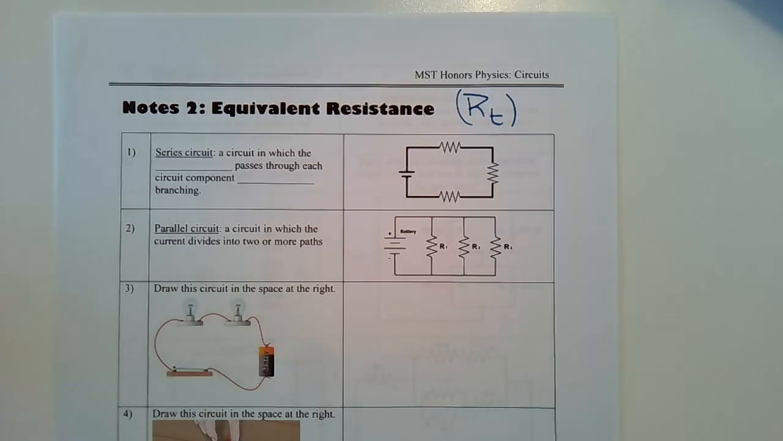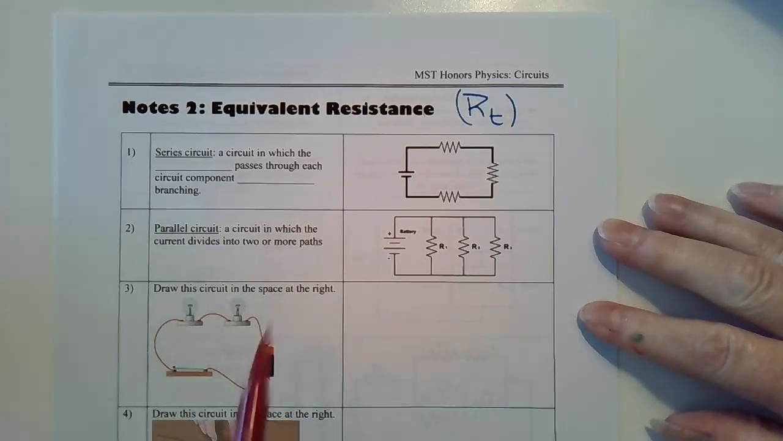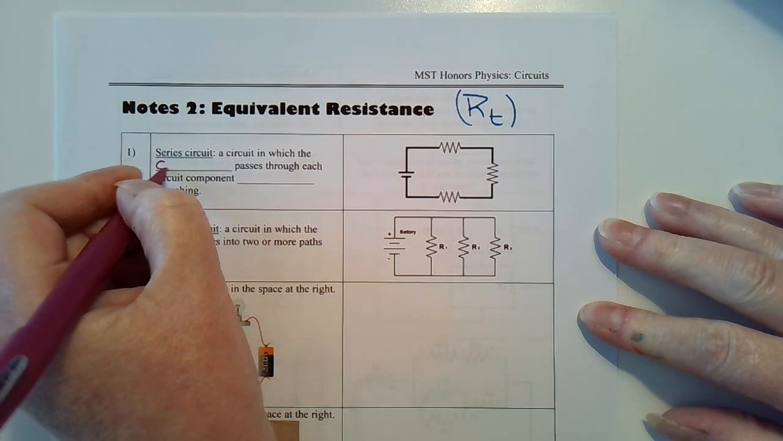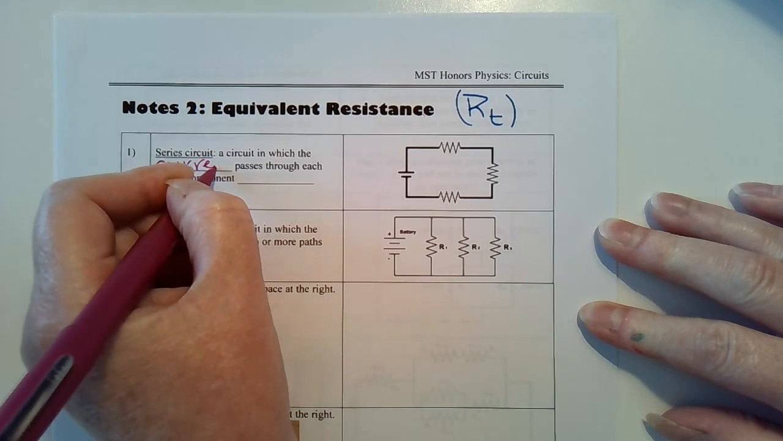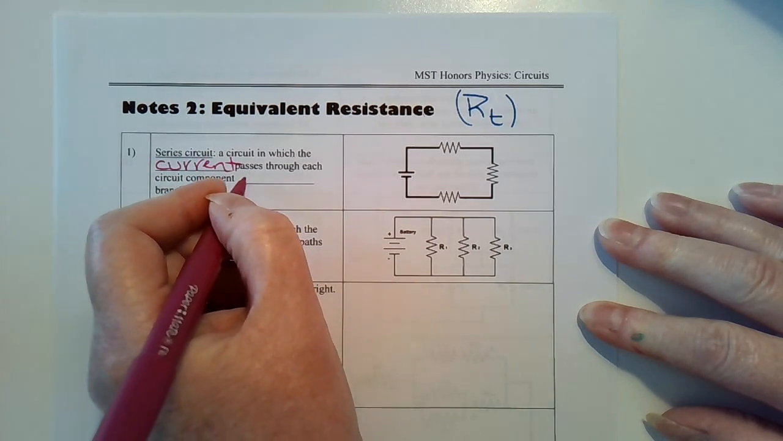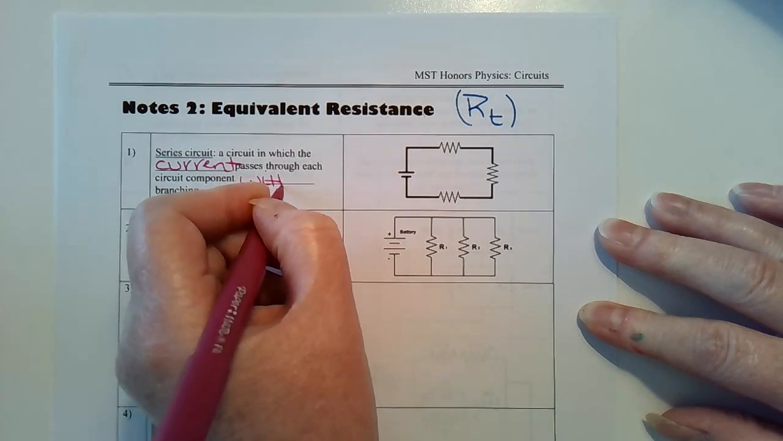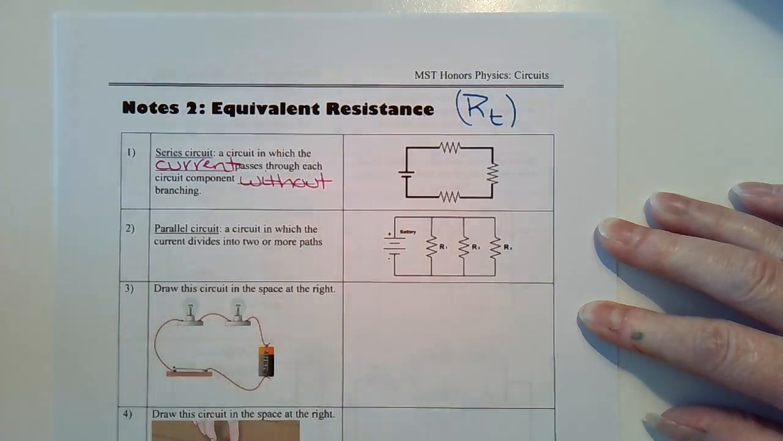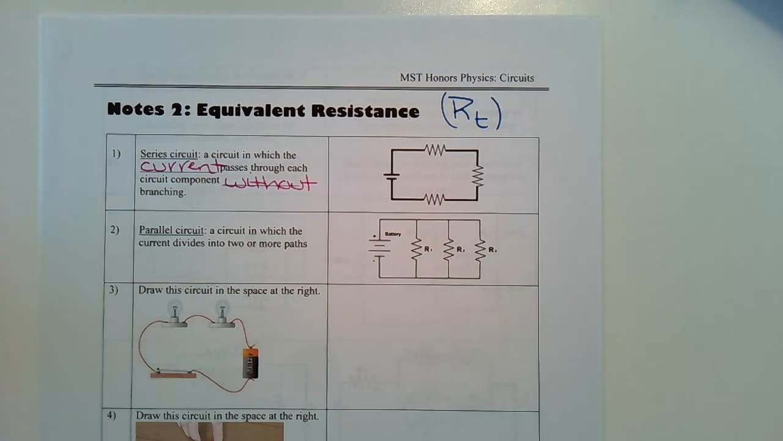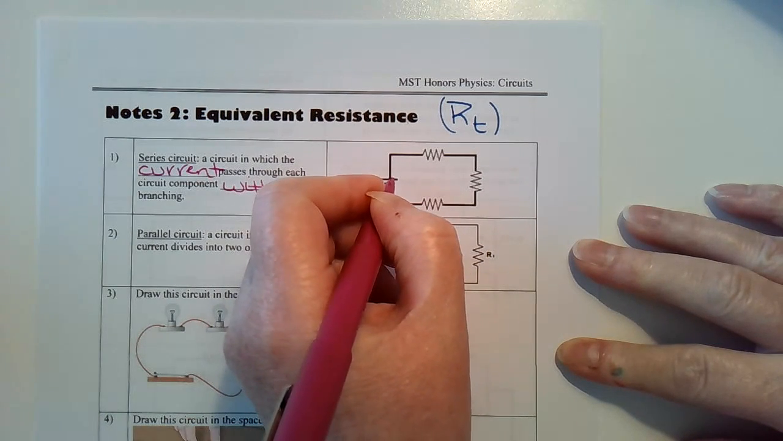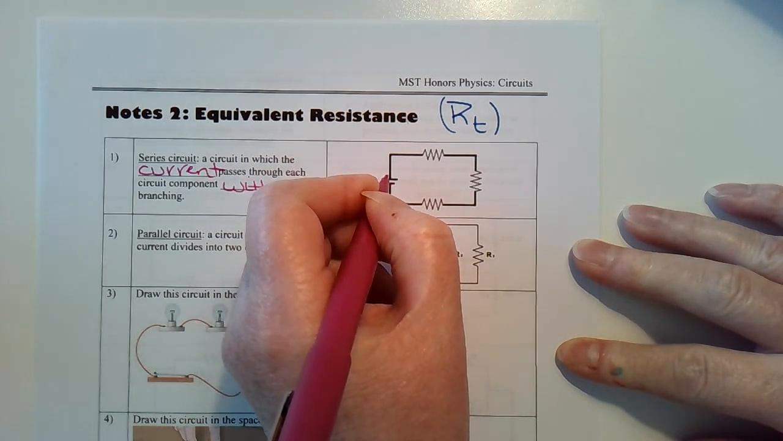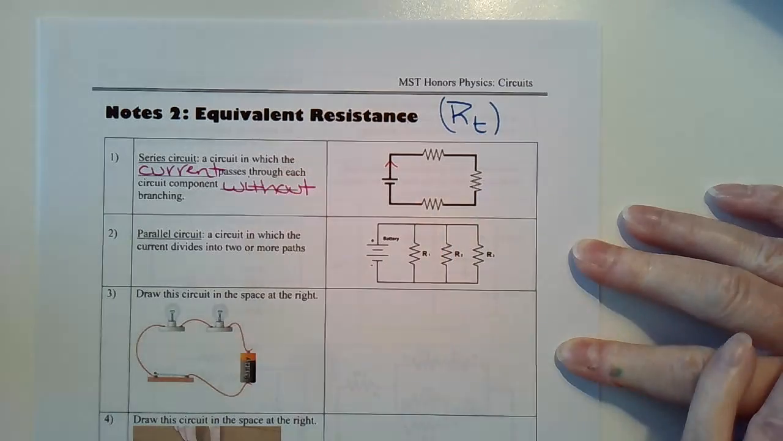Okay, here it goes. Number one, a series circuit is a circuit in which the current passes through each circuit component without branching. What I mean by that is, it's going to be convenient for you to always picture yourself being a marching electron. So right now, if you are a marching electron, you are going to come out of the positive side of the battery. Remember conventional current.